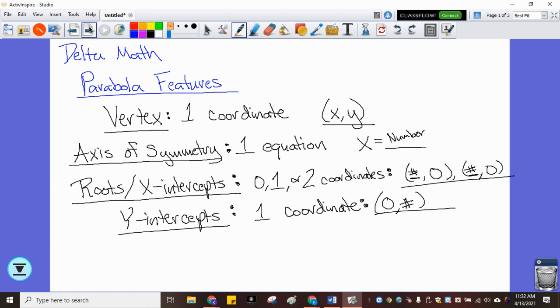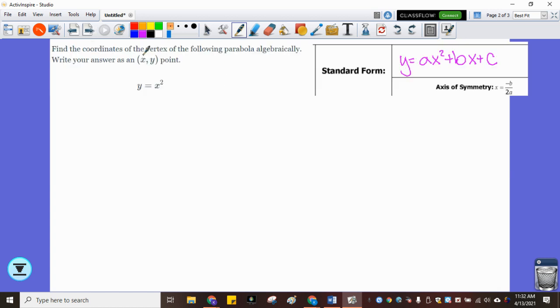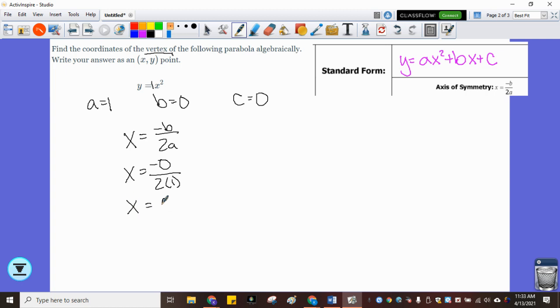And then your second part of it is asking to find the vertex algebraically. And that, remember, you have to start with your axis of symmetry and then do your vertex. So first thing you find is A, B, and C. A is the number in front of x squared, 1. B is the number in front of x. There isn't one, so it'll be 0. C is the number by itself. There isn't one, so it's 0. And then you plug that in. B is 0, so negative 0 over 2 times 1 is just 0.